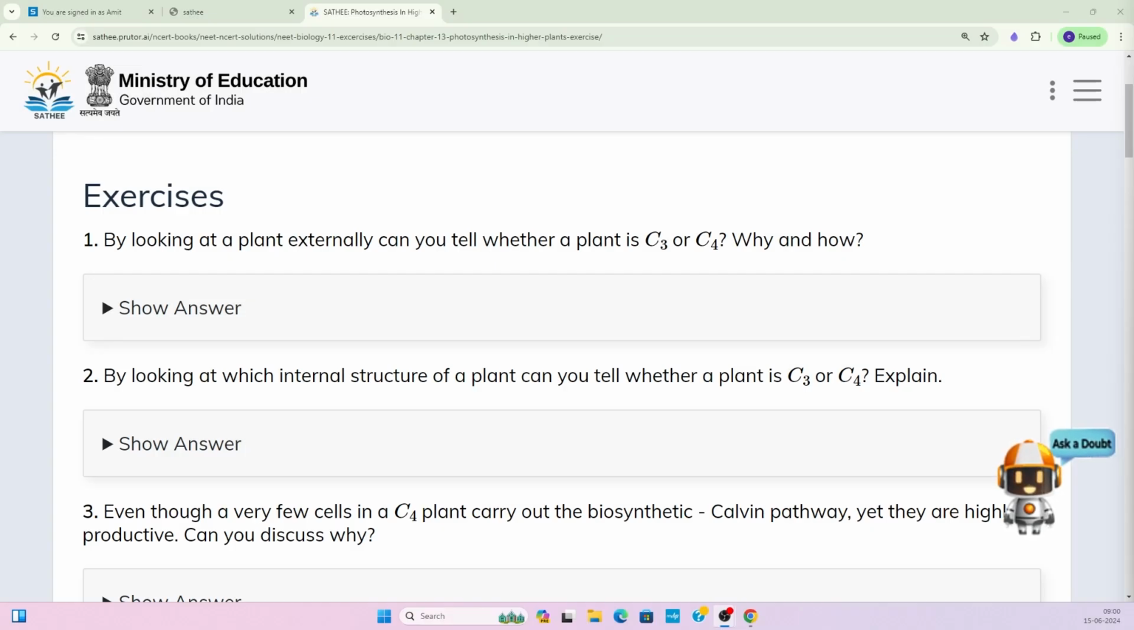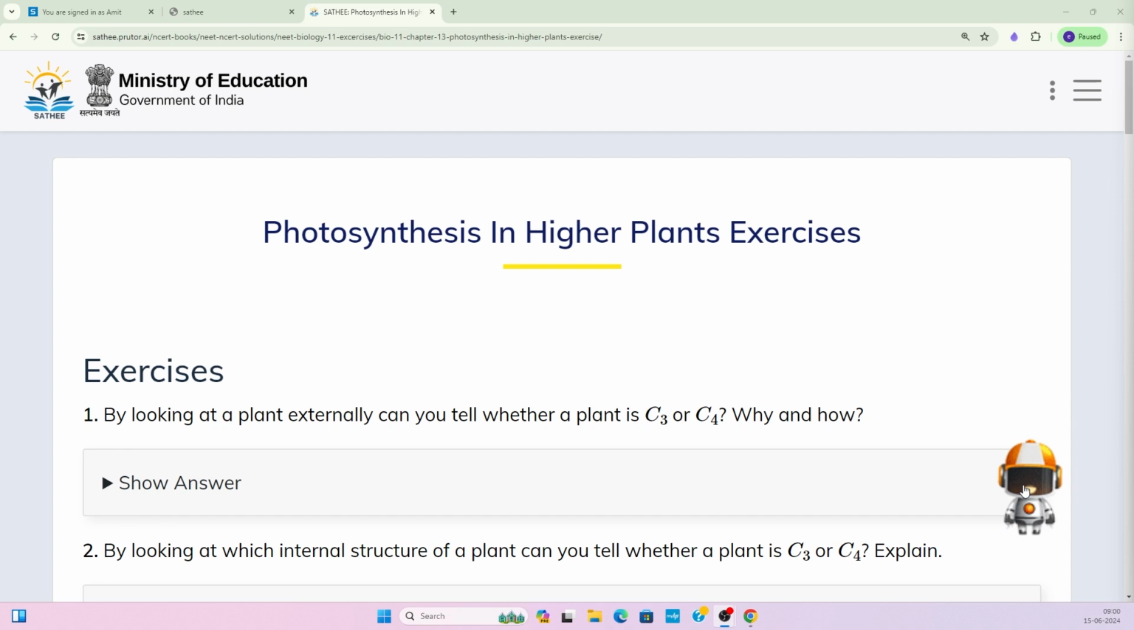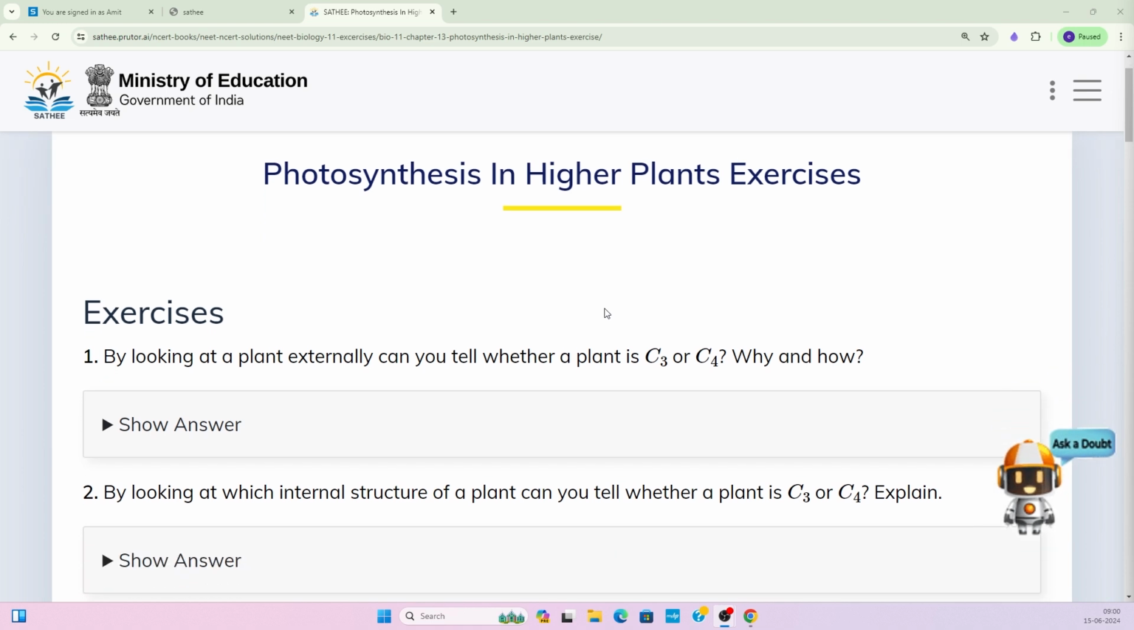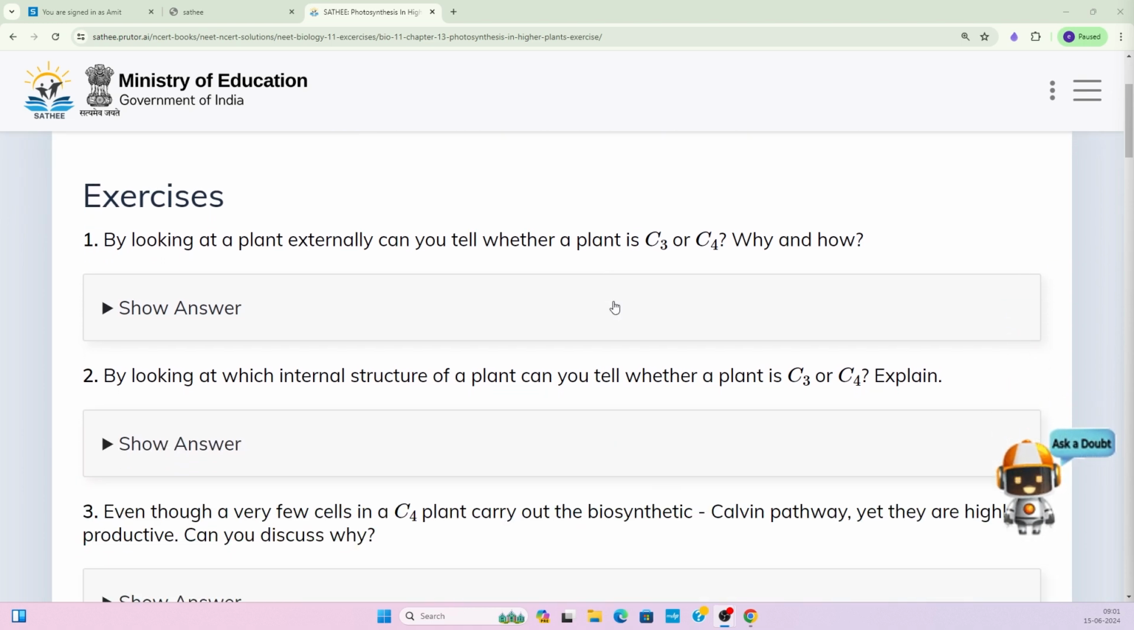Hello everyone. Welcome to the new session of photosynthesis in higher plants. So today we are going to solve the NCERT exercise from the chapter photosynthesis in higher plants. Okay. So let us start the session with the first question.